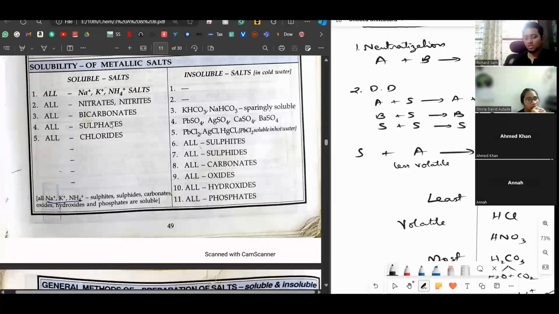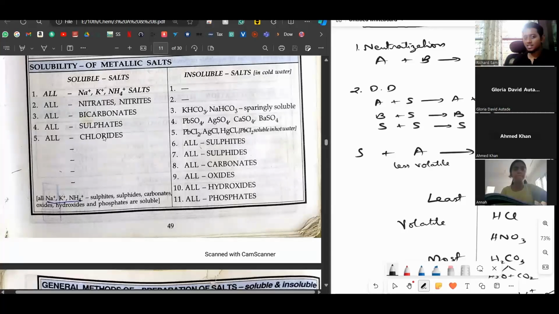Then sulfates. All sulfates are soluble except lead sulfate, silver sulfate, calcium sulfate, barium sulfate. Next, chlorides. All chlorides are soluble except lead chloride, silver chloride, mercury chloride. Lead chloride is soluble in hot water. Then all the remaining salts are insoluble. That is sulfites, sulfides, carbonates, oxides, hydroxides, phosphates are all insoluble. I'll show you how to memorize this later on.